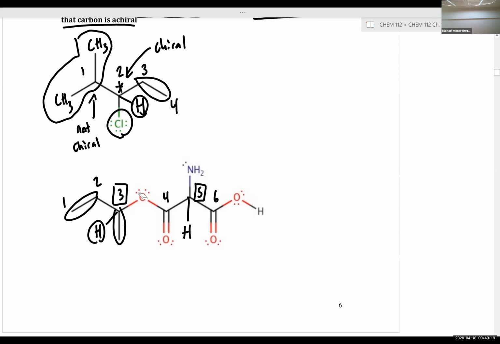Let's take a look at carbon 4. Does carbon 4 have 4 unique substituents? Does it have any 3D shape? No. So this is planar. It's just flat. It's not a chiral center.